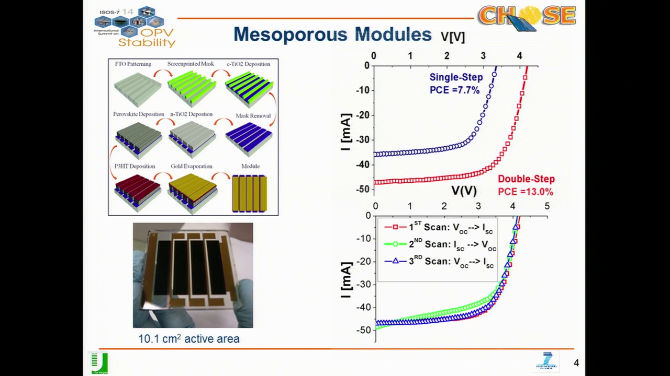For what concerns instead the mesoporous architecture, our goal is to scale up the device, because in our laboratory we concentrated the activity on scaling up of the technology. So we were implementing a process which allows us to get efficiency on a larger device, which is 10.1 square centimeters, of 7.7% in the case of a single step deposition of the perovskite, which means that you start from a solution in which you have both precursors of the perovskite. If you move to a double step process, we can achieve 13% efficiency, which is actually the record for a perovskite device at this moment.